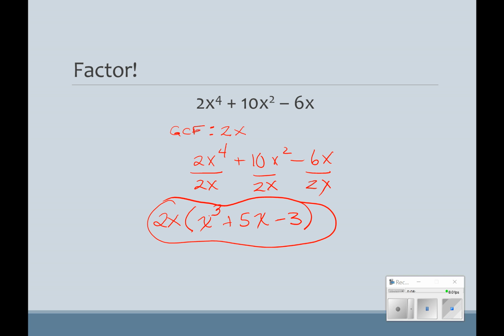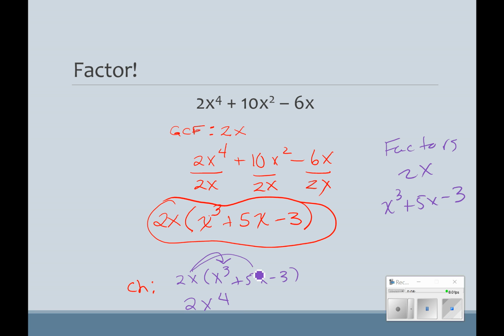And if you wanted to double check, we could just multiply, right? So if I wanted to check, I would take my 2x and my two factors, because each of these is called a factor. So the factors are 2x and x cubed plus 5x minus 3. So if I distribute, I'm going to get 2x to the 4th, 10x squared, and last one, 6x. So I got exactly what I started with, so I know that I factored correctly. Okay. So that's really all there is to that.